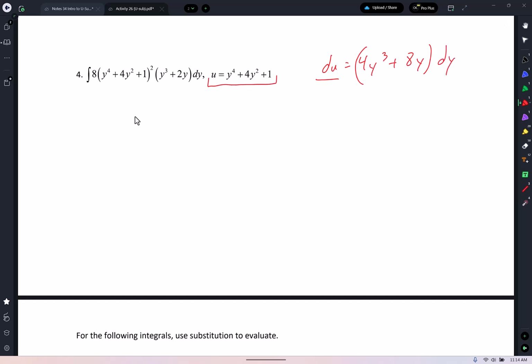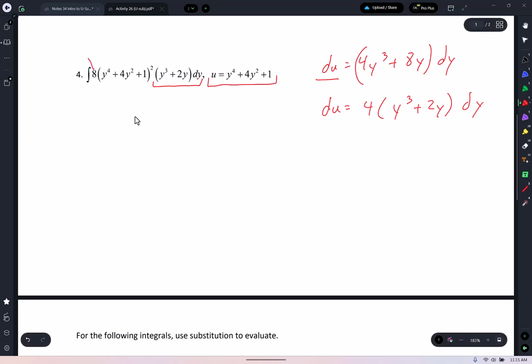All right. I know, Chav, I don't see this in here. Why do I do it? Factor out a 4. Look, du equals 4 parentheses y cubed plus 2y dy. Now check it out. I see it right there. Y cubed plus 2y dy. I see an 8 in the very front. You can turn that 8 into 4 times 2.